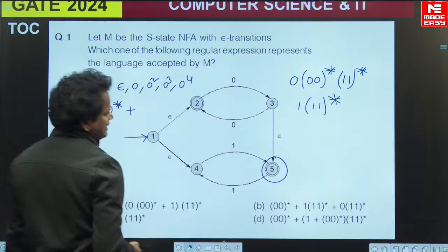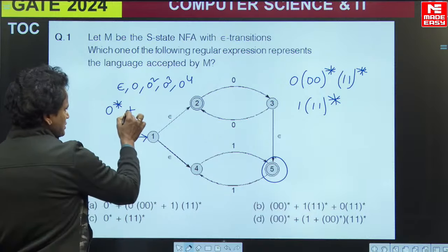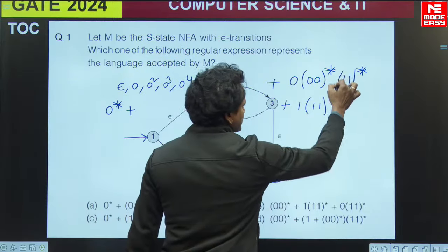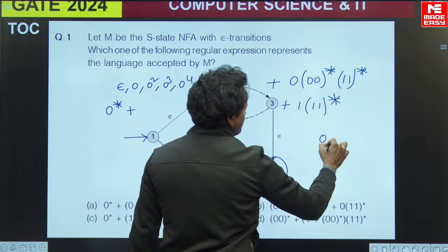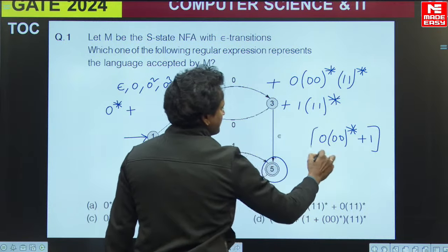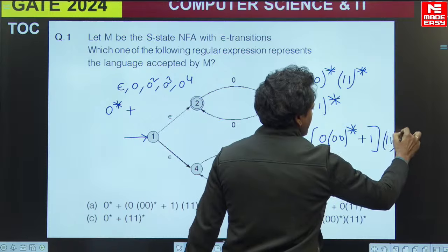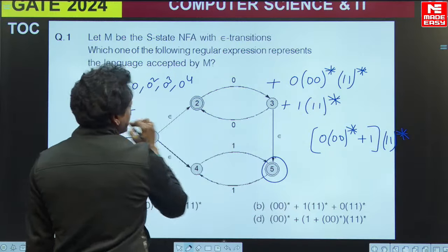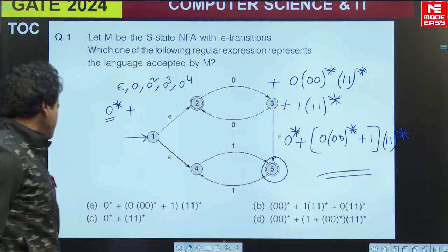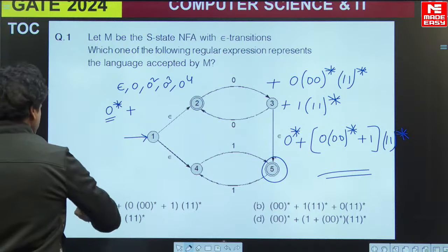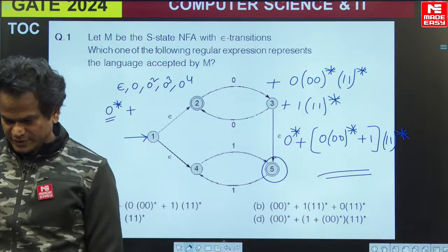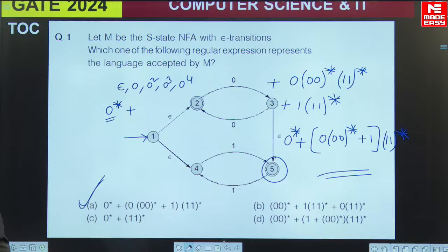So finally the expression for this diagram is 0 star plus this one and plus this one. If I take 1 1 whole star common from this, what do I get here? 0 followed by 00 whole star plus 1. If I take 1 1 whole star common, and here initially 0 star is there, right? So this is the answer for this diagram. So if you compare this with the options, the matching one is A. A is the answer for this question. Easy question. Okay guys, we'll go to the next question.